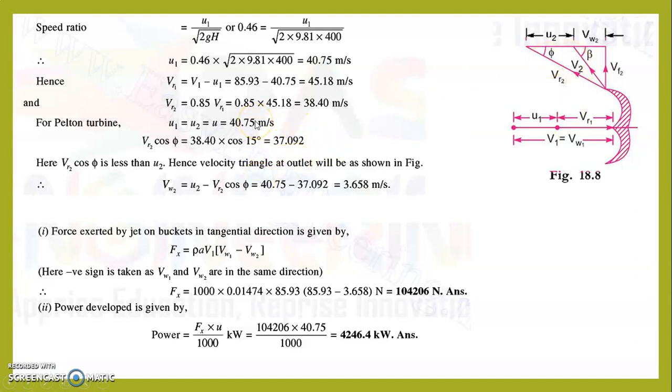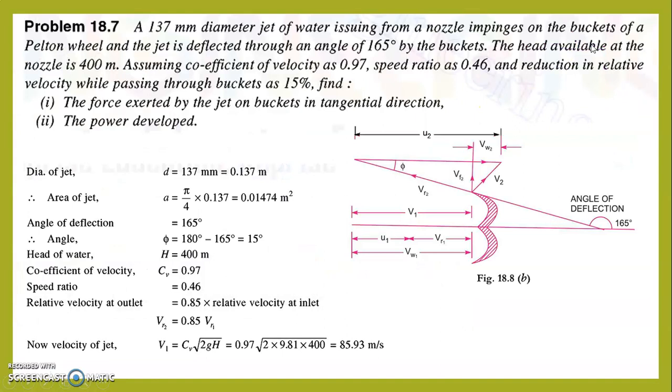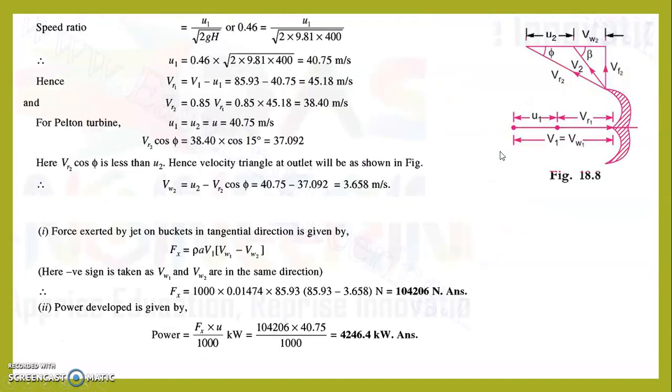So our equation for force will be v omega 1 minus v omega 2. VR2 cos phi is 37.92. From that we can calculate the value of VW2. From this figure, VW2 is equal to U2 minus VR2 cos phi. So the force is rho a v1 (v omega 1 minus v omega 2), and we obtain the value of force. For work done, we multiply the force with the velocity u, that is v omega 1 u1 into u. This is the equation for work done.